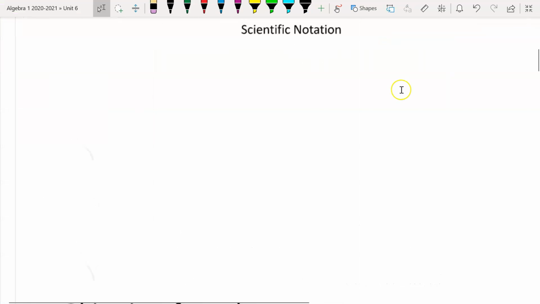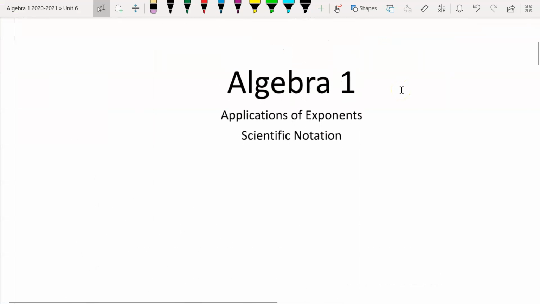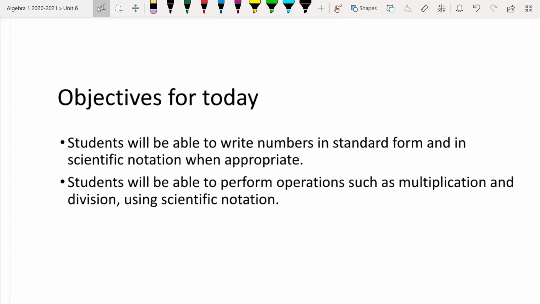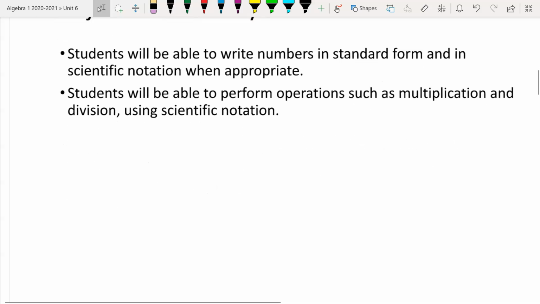Okay, guys, so to build off of exponents, we like to throw in a little lesson about scientific notation in here. As far as scientific notation goes, we're going to talk about standard form and scientific notation form, and when it's appropriate. And we'll do some operations with scientific notation, which include multiplication and division.